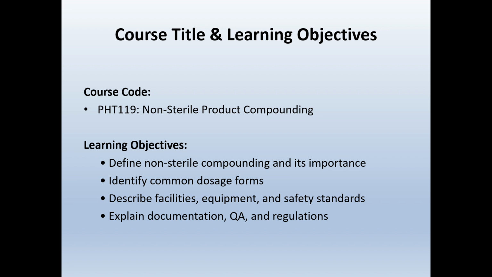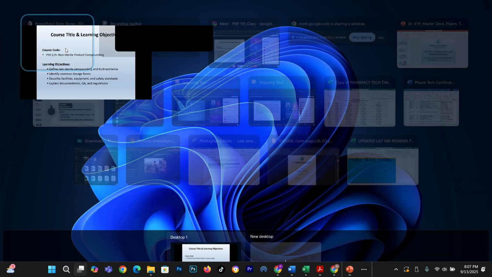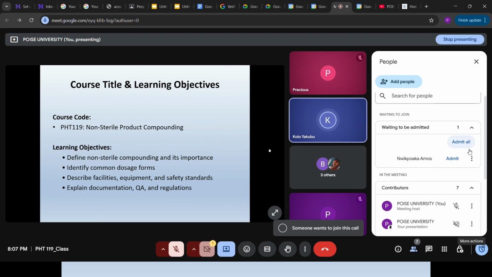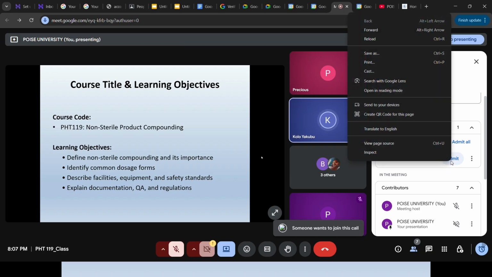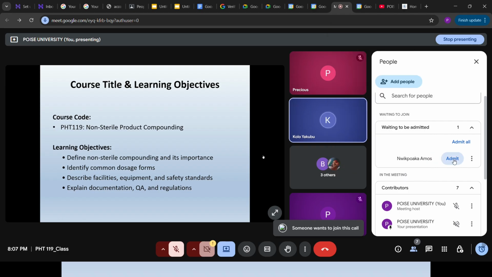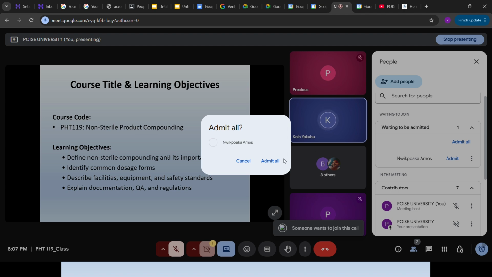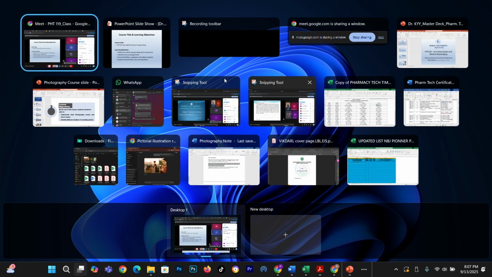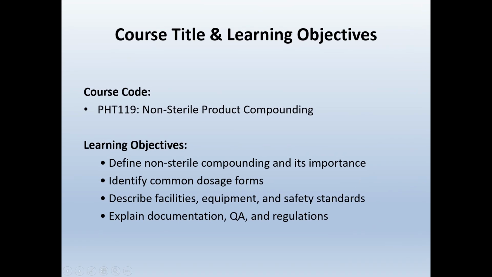The learning objectives for this particular course will include the definition of what non-sterile compounding is. And for us to actually understand that, we'll also look at what sterile compounding is, so that we understand what non-sterile and sterile are, and also the importance of why we're discussing non-sterile compounding. We'll also try to identify the common dosage forms. When you compound, what are the common dosage forms that we have for the purpose of compounding medicines?